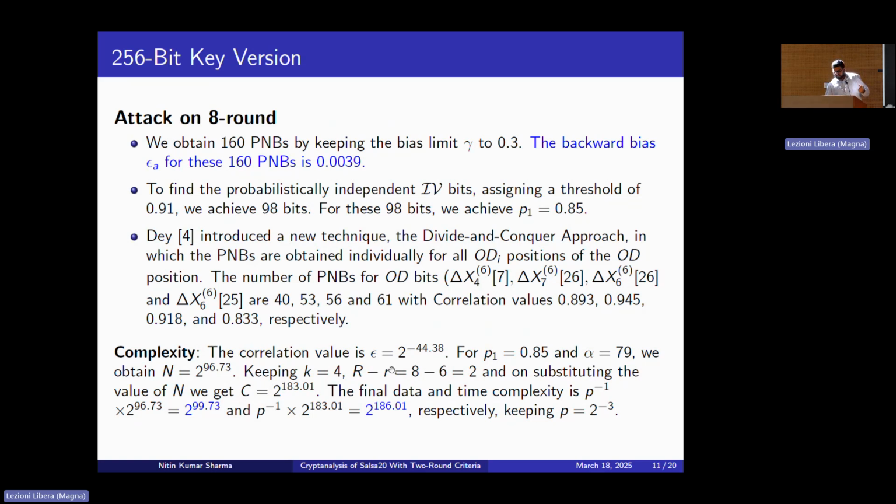You can see here the k is 4, r minus r is 8 minus 6 equal to 2. So the total round is 8 for 8 round attack. We have differential up to 6 round. We are going back 2 rounds. So 8 minus 6, the reverse round we are going.